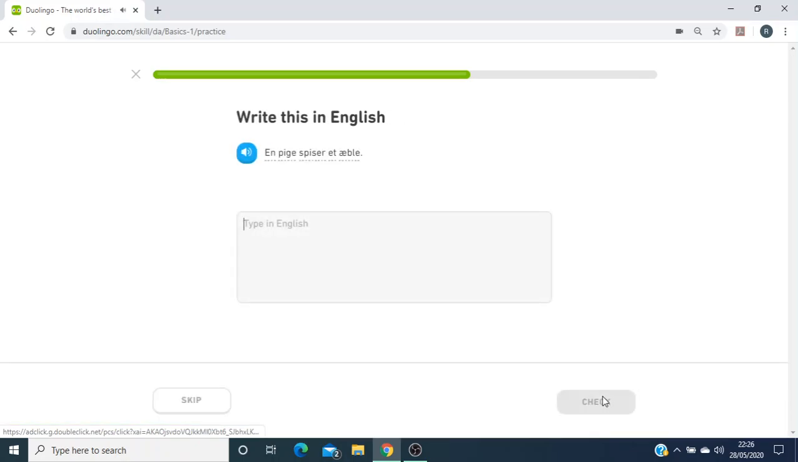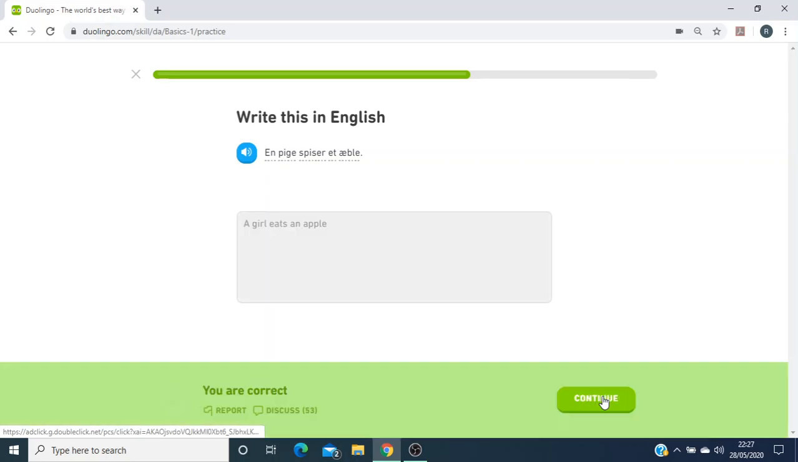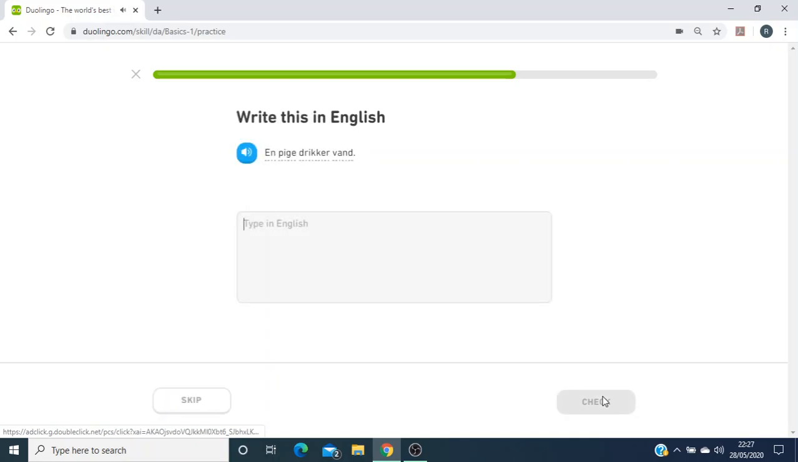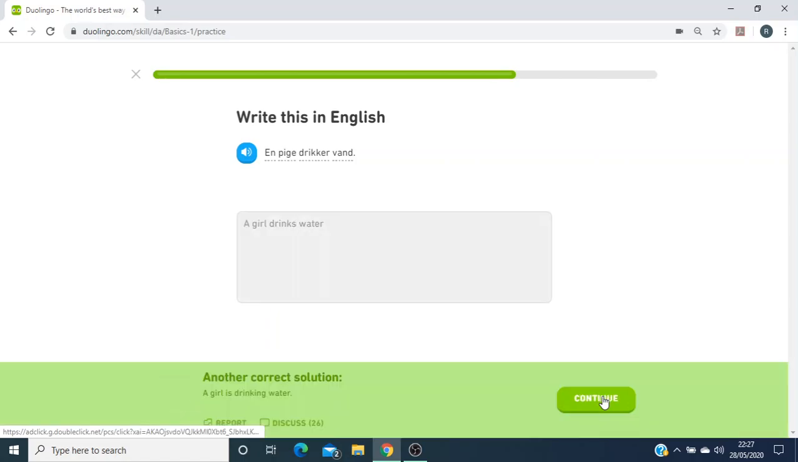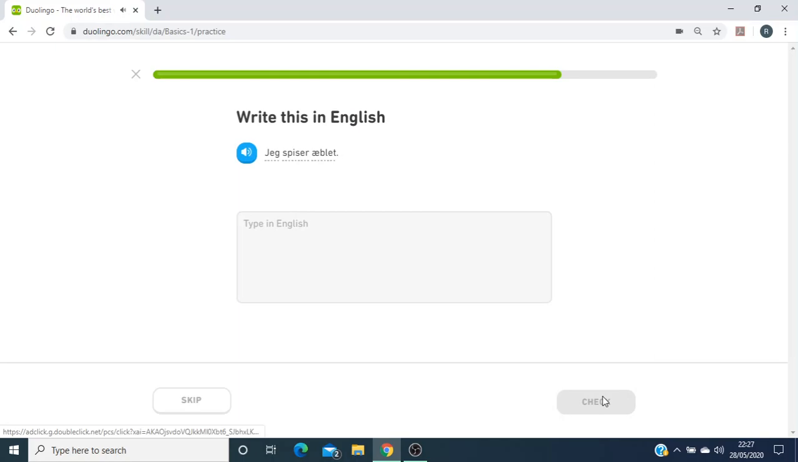En pige spiser et æble. That's a girl eats an apple. En pige drikker vand. A girl drinks water. Jeg spiser æblet. I can say I am eating the apple because the et is at the end of æble. Du er en dreng. You are a boy.